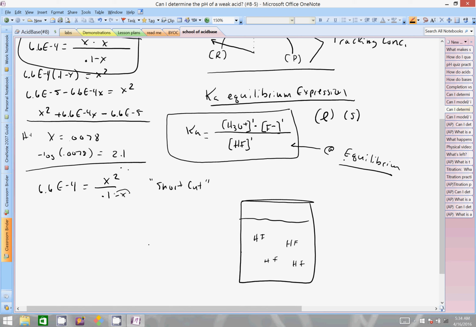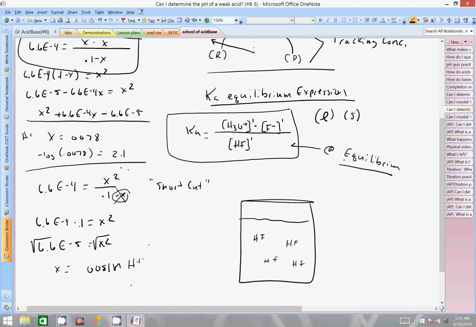So they're saying that this number is very tiny compared to the 0.1. Therefore, mathematically, I could get away with just saying 0.1 minus x is basically 0.1. So let's solve it out that way. I got 6.6 e to the negative fourth times 0.1 equals x squared. 6.6 e to the negative fifth equals x squared. Square root both sides, and I get x equaling what? The square root of 6.6 e to the negative fifth, and I get 0.0081, and at that point that equals my concentration of H plus ions.